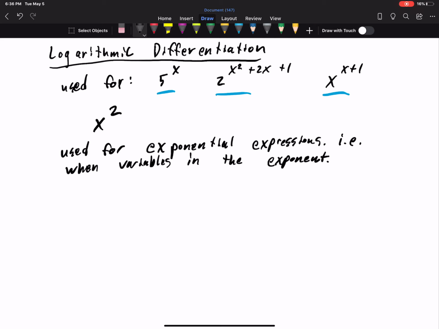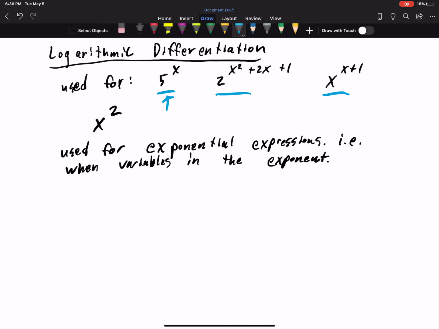So the idea is, well, we don't really have a way of, say, deriving this 5 to the x power. We have no rule for that. So what if we could somehow get that exponent out of the exponent, like get it down in front somehow, so that we don't have the x in the exponent anymore? How do we do that? Well, we might be able to leverage the properties of logarithms. So why don't we take a look at this first example here, just for starters.